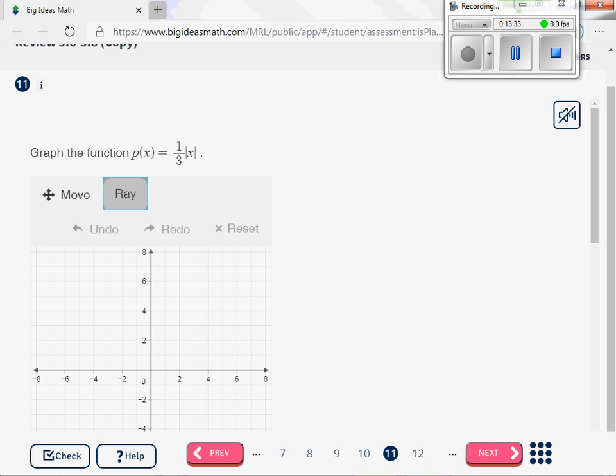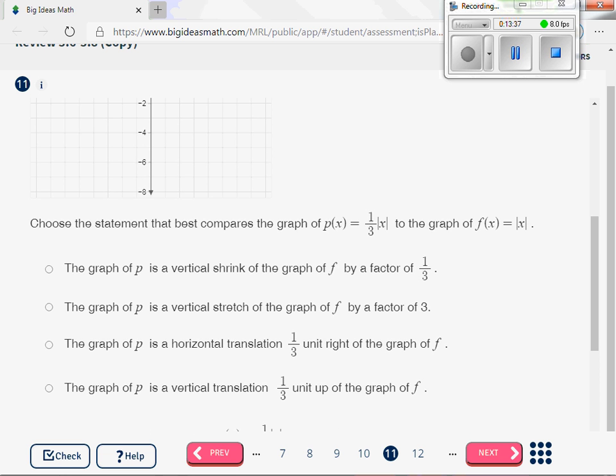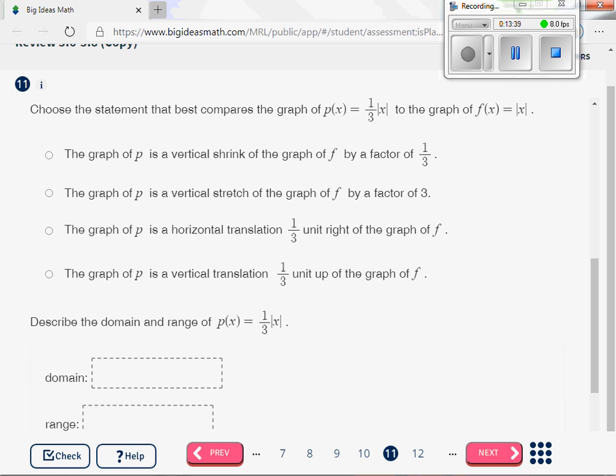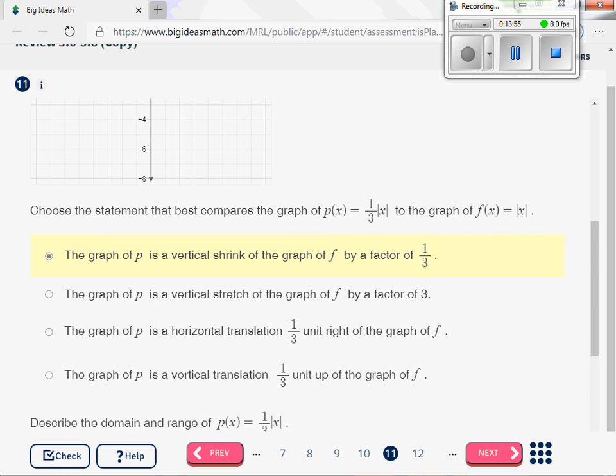Now this one here, we have a 1/3 x. Since we have something being multiplied outside, this would be a vertical stretch or shrink. Shrink because it's between 0 and 1. Now we also know the domain is going to be all real numbers because it has to be all real numbers.